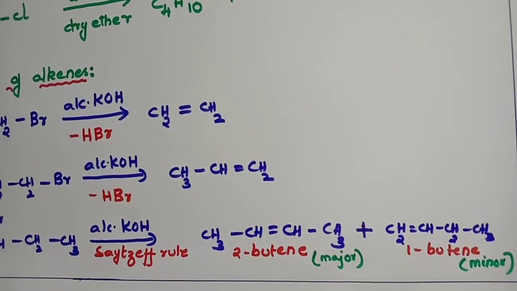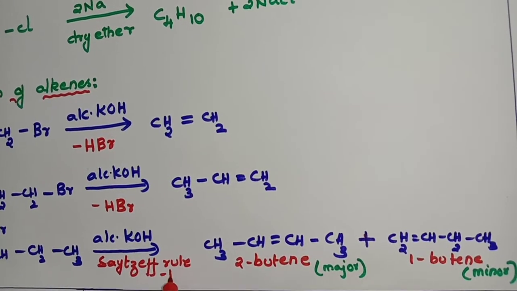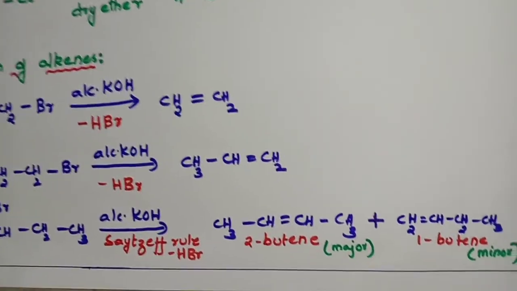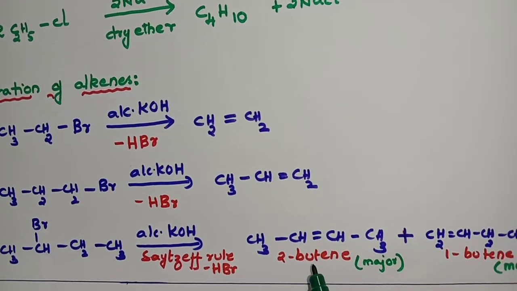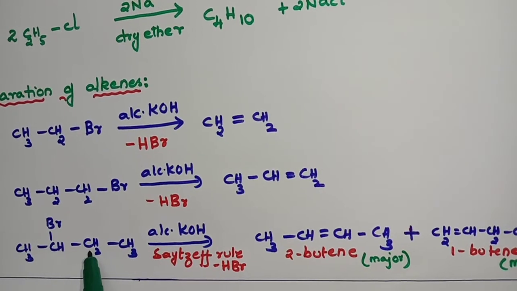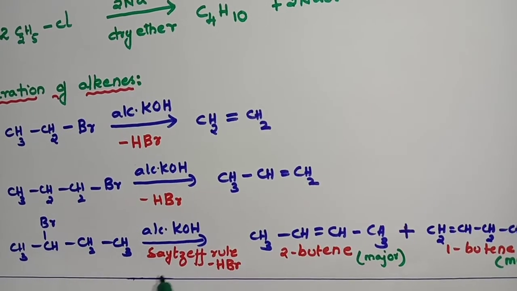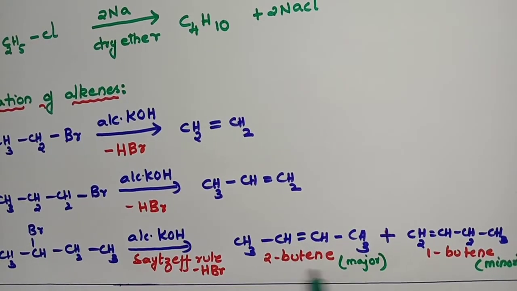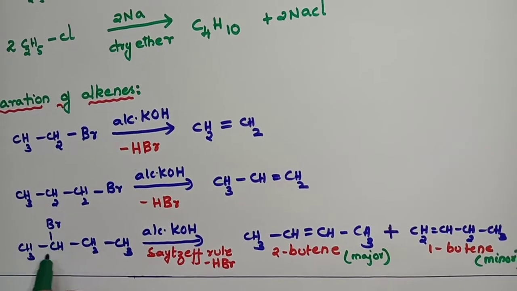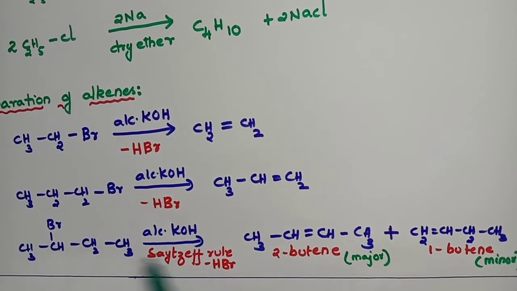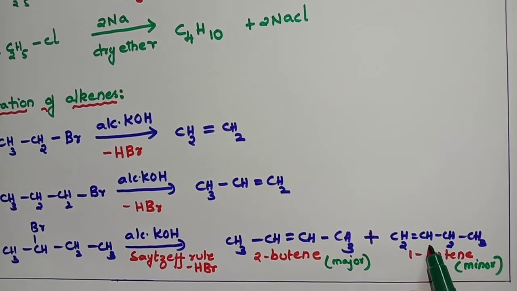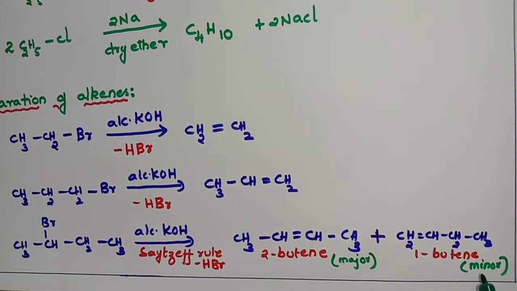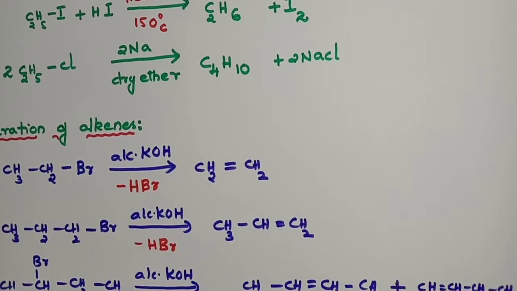Okay. So ultimately here what comes out, students? HBr comes out. According to Saytzeff rule, HBr can come out like this, students. The major portion is Br from this carbon and hydrogen from this carbon. If HBr comes out in this way, then this is the product 2-butene. That is, in major proportions we get this product. If hydrogen from this carbon and Br from this carbon comes out as HBr, then we get this product, that is CH2=CH-CH2-CH3, which is called 1-butene, but it is formed as a minor product. Okay, students, that is about preparation of alkenes.